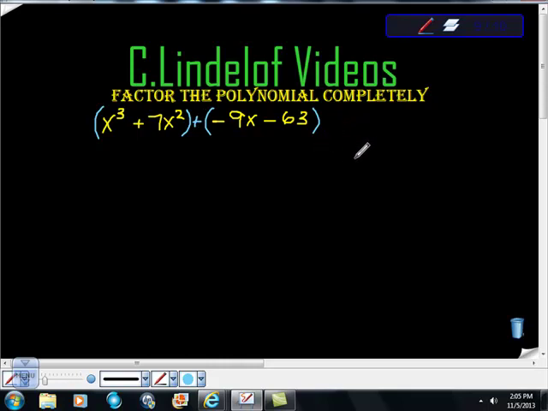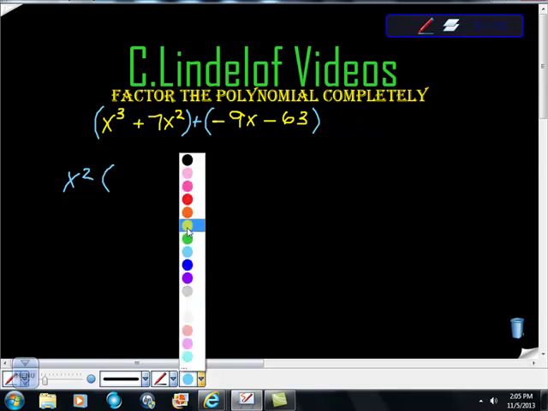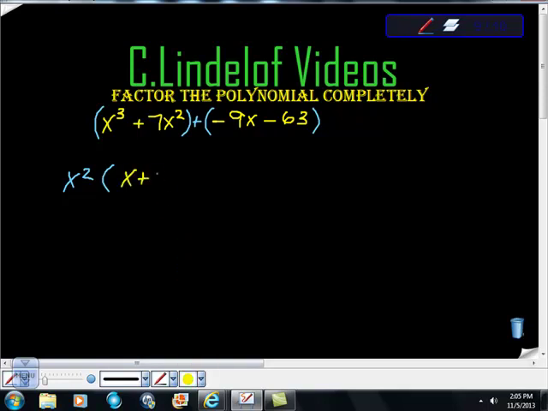So you ask, Charlie, why would you do this? Well, I was trying to look at this and ask what I can factor out from these two pieces. And I can factor out an x squared. So I'm going to take x squared times x plus 7. See if that works. I think that it does. X squared times x is x cubed again. X squared times 7 is positive 7x squared. So nothing changed. I just rearranged the pieces a little bit.